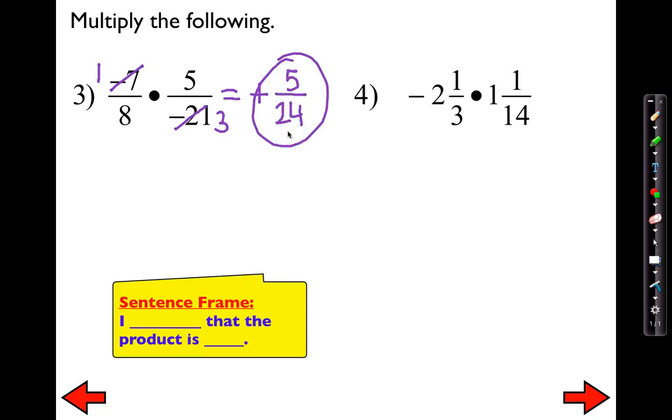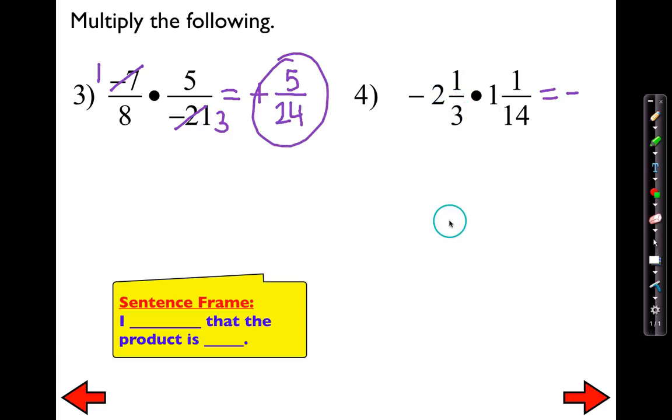Okay, so now at this stage, I'd like you to pause the video and try number 4 by yourself. Okay, so hopefully for number 4, you decided right away your answer was going to be negative. Now from there, all you have to do is turn your numbers into improper fractions.